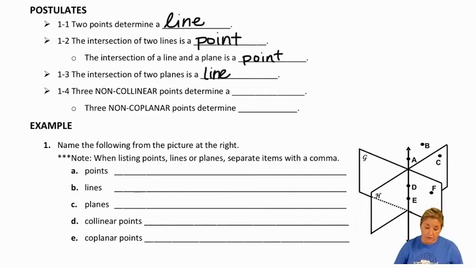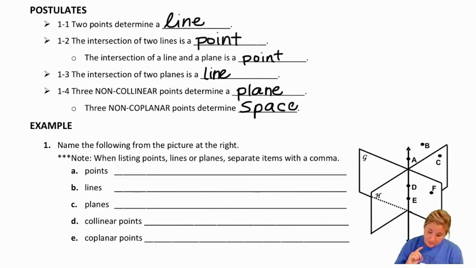Three non-collinear points determine a plane. Three non-coplanar points determine a space. Okay, so now we're going to look at this picture here, and we are going to determine all of the points and lines and planes and collinear points and coplanar points.